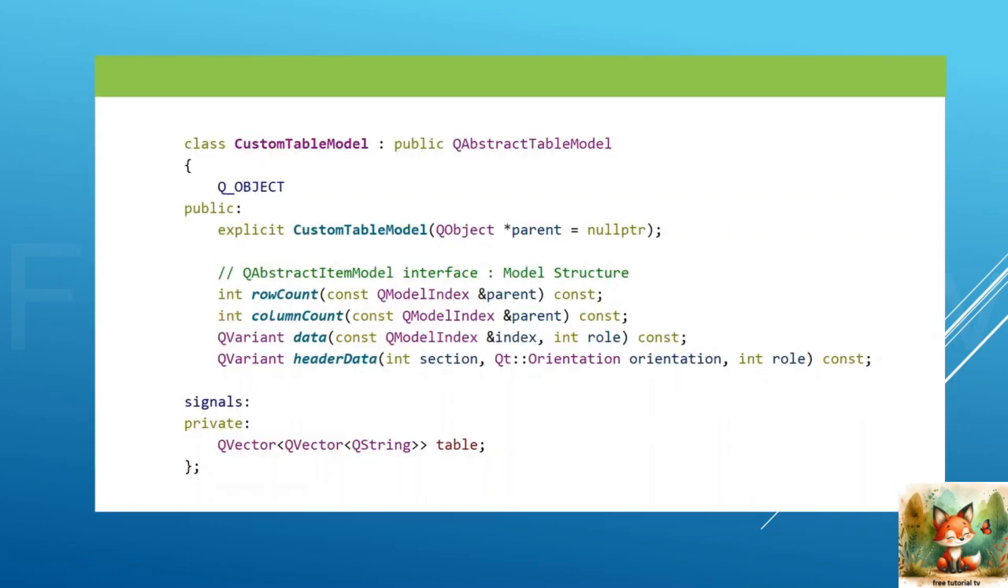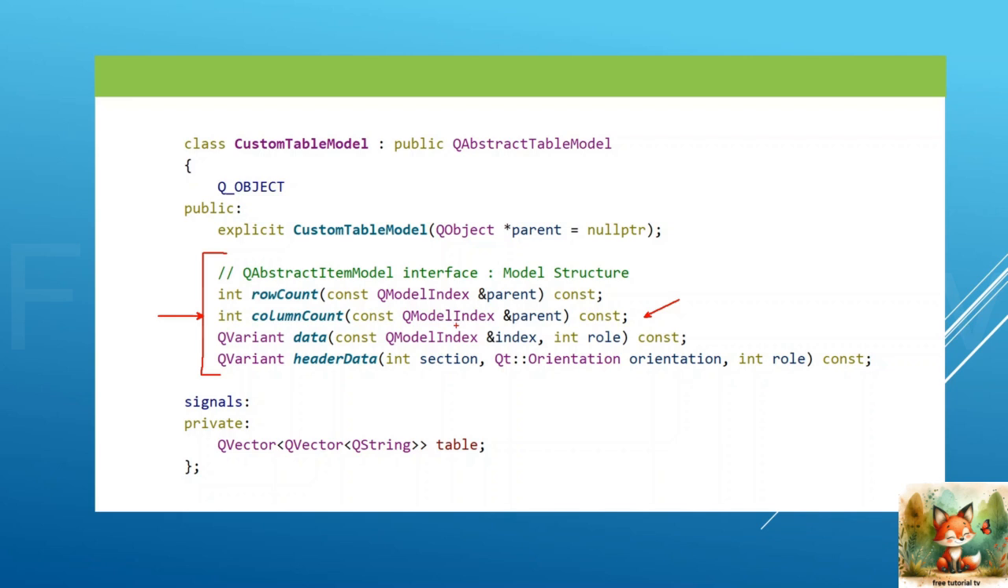Now, what we need to do is to provide virtual methods that would allow our model to communicate within the infrastructure provided by the model view architecture in Qt. And there are a few methods we need to do. We need to specify how many rows our model has. We do that by overriding the row count method. We need to specify how many columns our model has. We do that through the column count method.